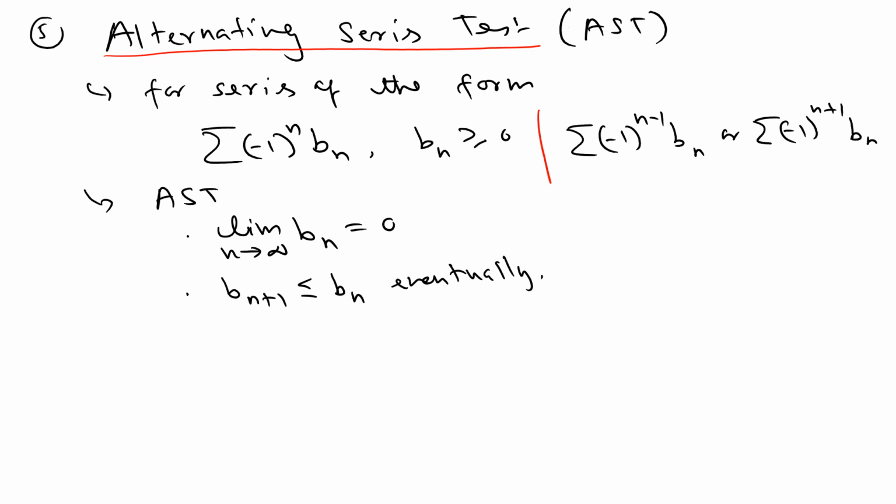Okay, we call it eventually. We don't need that for all n, but after some n, it should happen. This simply means that bn is decreasing. Okay, so bn is decreasing. That's what it means. Then the series converges. Then the sigma of (-1)^n bn, whatever the original series, converges.